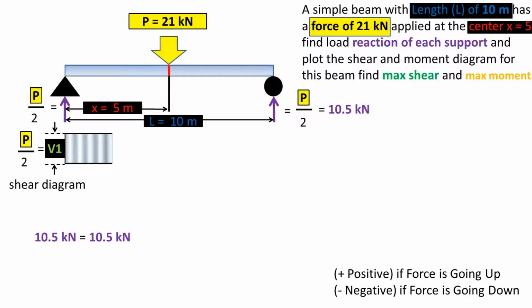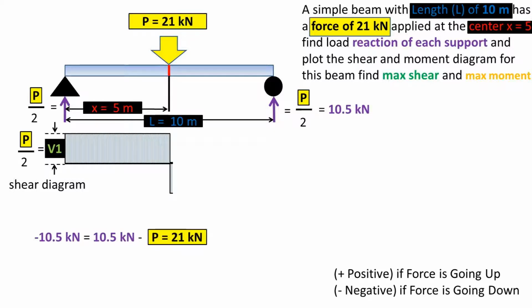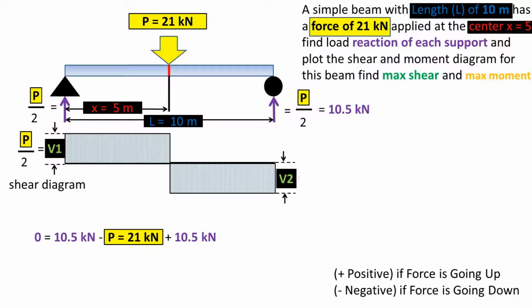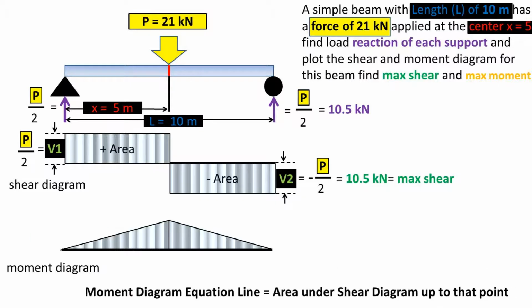We continue at 10.5 kilonewtons up until we hit the 21 kilonewton force going down. This is going down, so we subtract this load. Now we are at negative 10.5 kilonewtons. We continue at negative 10.5 kilonewtons up until we hit the rightmost support, which is applying a force of 10.5 kilonewtons up, which will be added, so this cancels out and we are back to zero force, which puts us at an equilibrium. Our max shear force on this diagram is 10.5 kilonewtons, which is the same as the support's reactions. Now for the moment diagram.